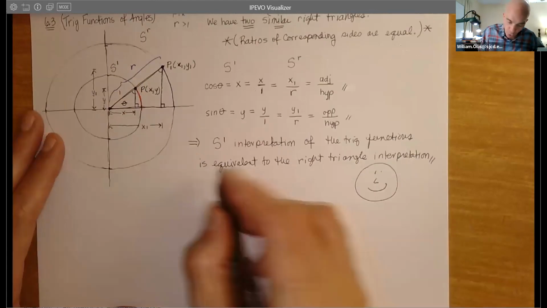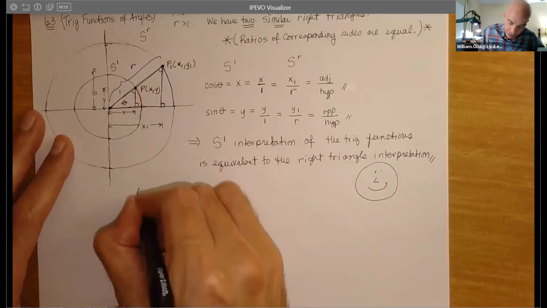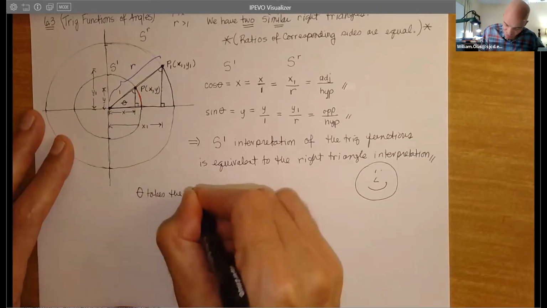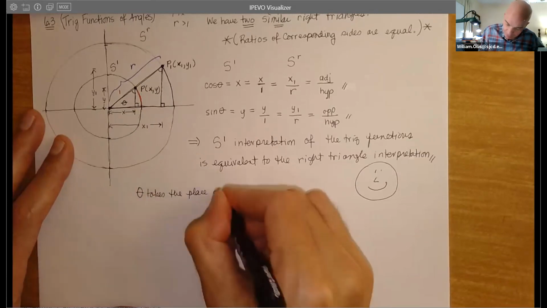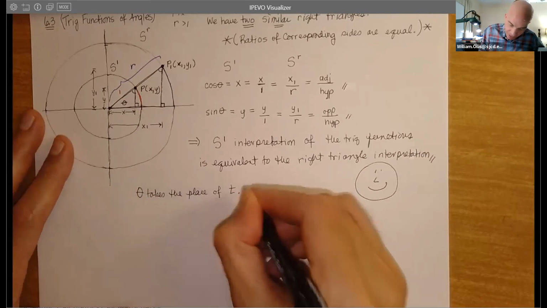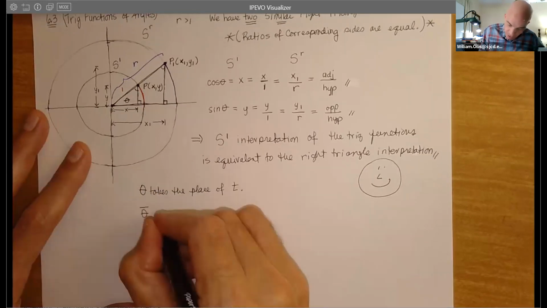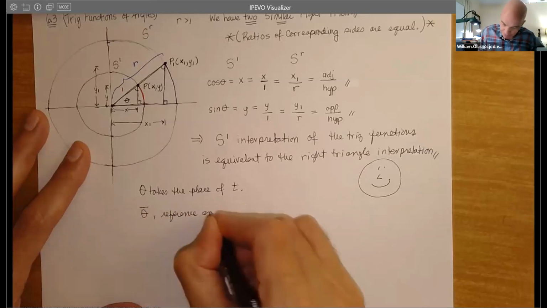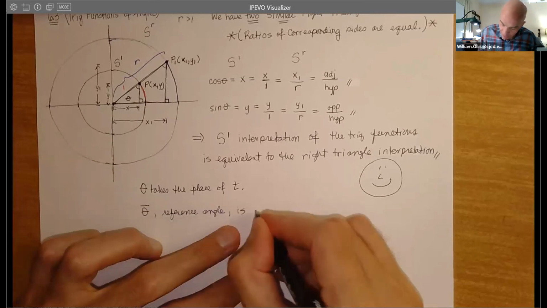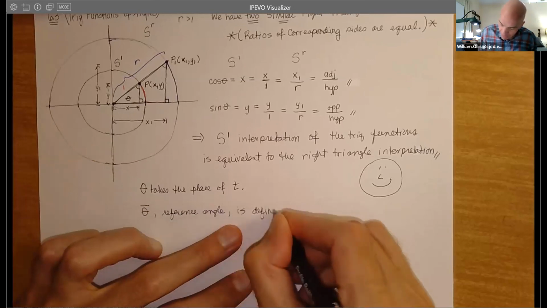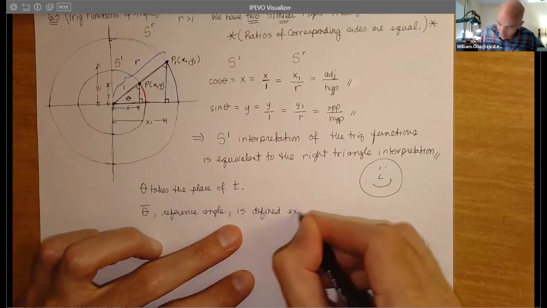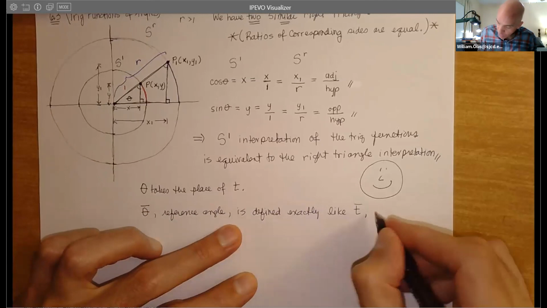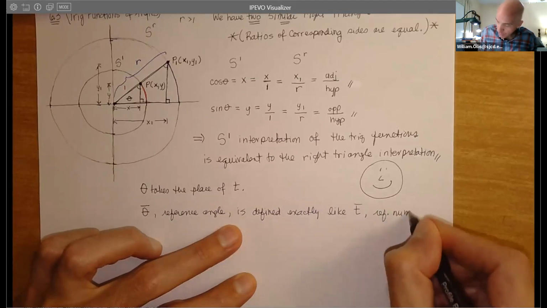So in the second interpretation, theta takes the place of t, and theta hat, which is a reference angle, is defined exactly like t bar, which is the reference number. No difference. Everything's the same.